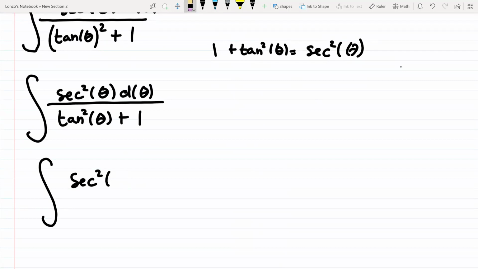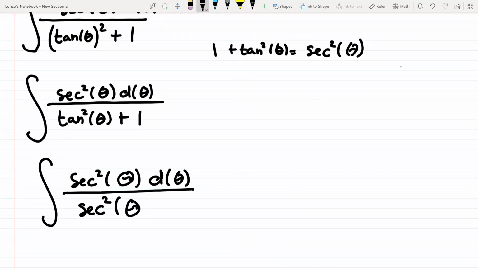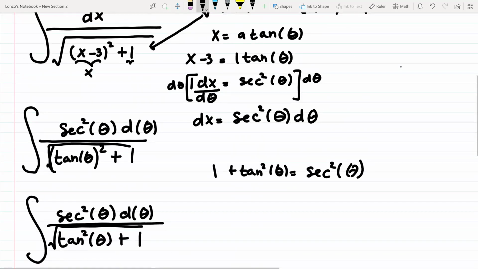This should be theta. And then you can replace tan square theta plus 1 with secant square theta, right? Oh, wait. Sorry, yeah, so silly. I forgot there's a square root in the bottom. So that's why. Yeah, there's a square root in the bottom.